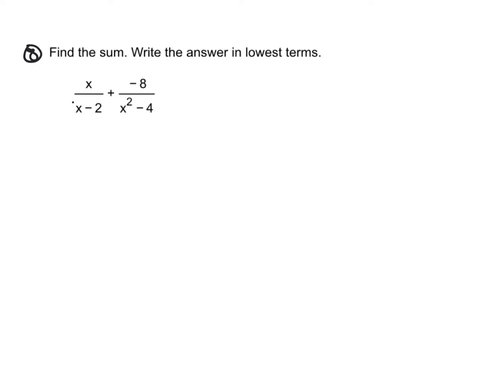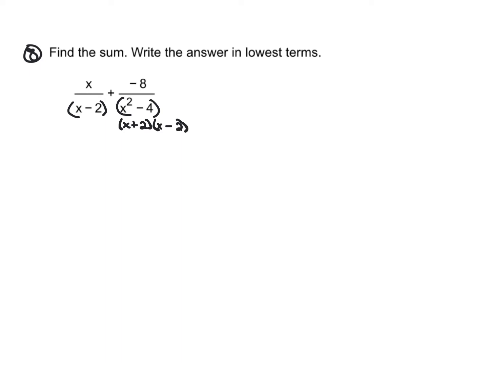Okay. Remember, this is one thing, and this is one thing, but x squared minus 4 actually can be factored. That's a difference of squares, right? So the square root of x squared is x and x. The square root of 4 is 2 and 2. And one of them gets a positive and one gets a negative.